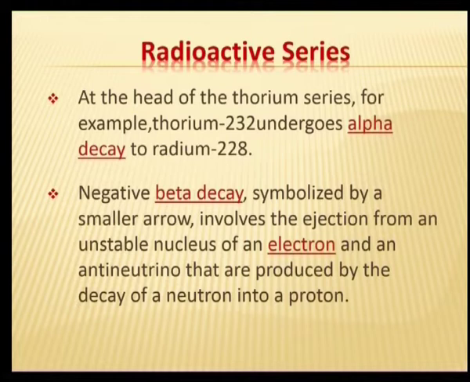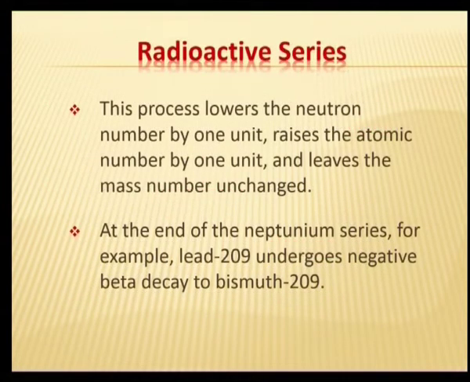Negative beta decay, symbolized by a small arrow, involves the ejection from an unstable nucleus of an electron and an antineutrino that are produced by the decay of a neutron into a proton. The process lowers the neutron number by 1 unit, raises the atomic number by 1 unit and leaves the mass number unchanged. I told you that mass number, the charge and the energy, everything ought to be conserved. At the end of the Neptunium series, for example, lead 209 undergoes negative beta decay to bismuth 209.